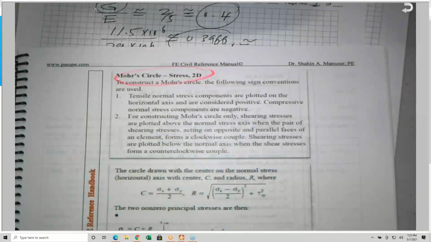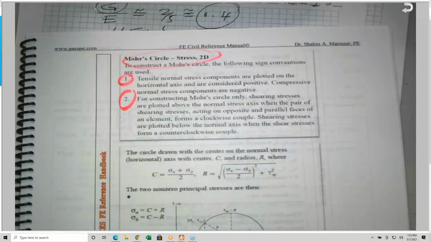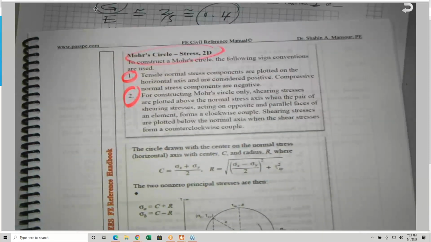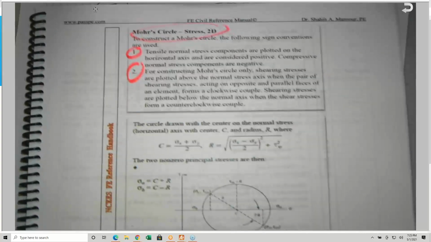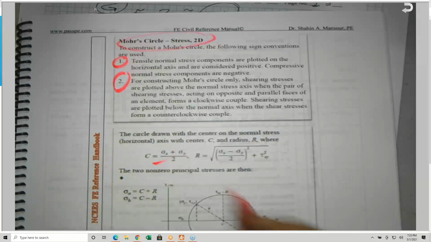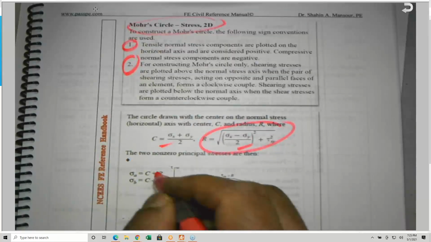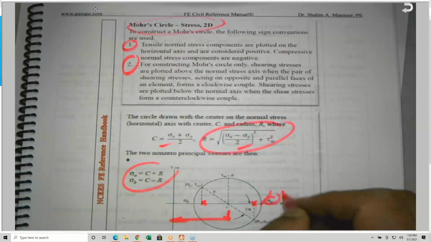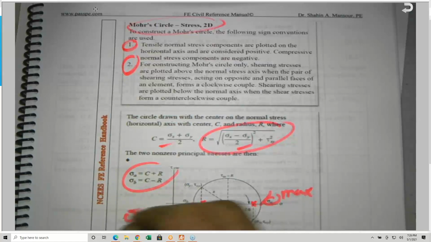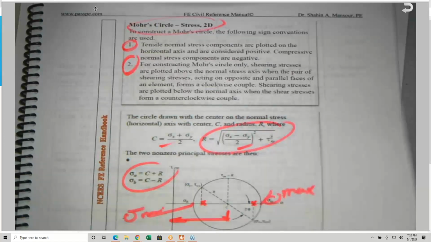Okay, Mohr circle. These are the two items that I discussed. This is basically what is given. This is the C, the distance C, which is sigma x plus sigma y divided by 2, where this is sigma x and this is sigma y. The distance from here to here is the C. And the radius, which is the one we use, is the square root of sigma x minus sigma y divided by 2 squared plus tau xy squared. This is the maximum, sigma max, and this is the minimum, sigma min. So I need you to be aware of that.